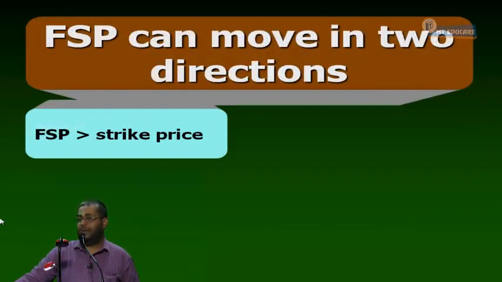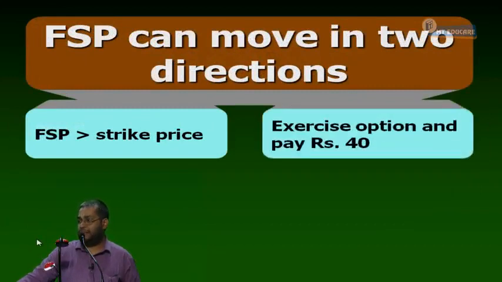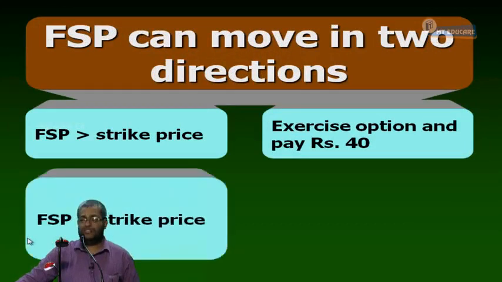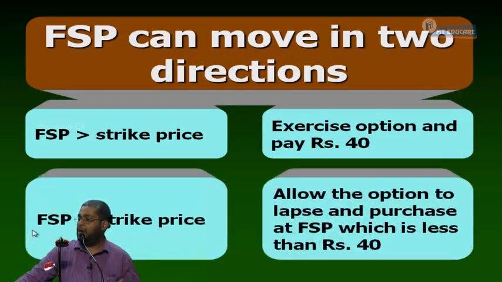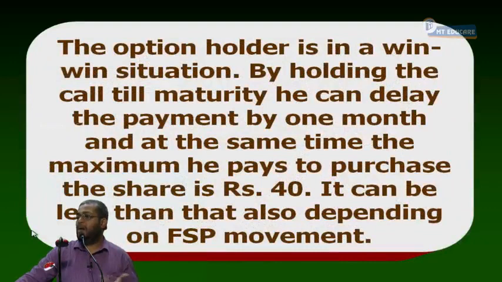Now, in that case, absolutely no risk. The FSP can move in two directions. FSP more than what? Strike price. Exercise and pay rupees 40. FSP less than the strike price, what should I do? Allow the option to lapse and purchase at the price which is less than 40. Can I proceed? You know, the option holder is in a win-win situation. By holding the call till maturity, he can delay the payment by 1 month.